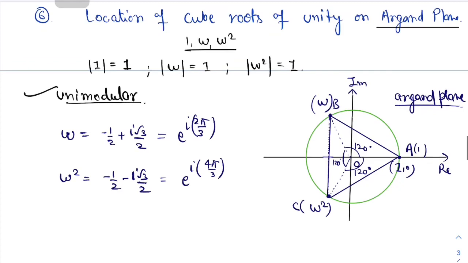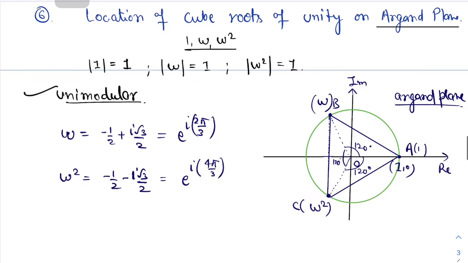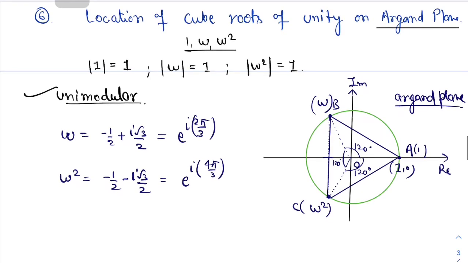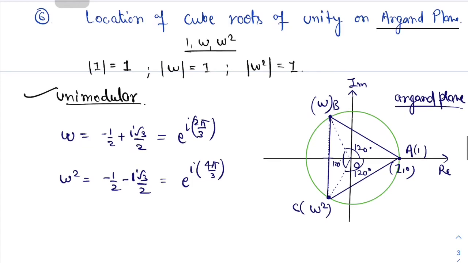So if we generalize this to some higher roots of unity, say the fourth root of unity or fifth root of unity, we can say that whatever these roots of unity are, they will be placed on a unit circle in the Argand plane at equal distances. You can clearly see that these three distances, AB, BC, CA, are equal.